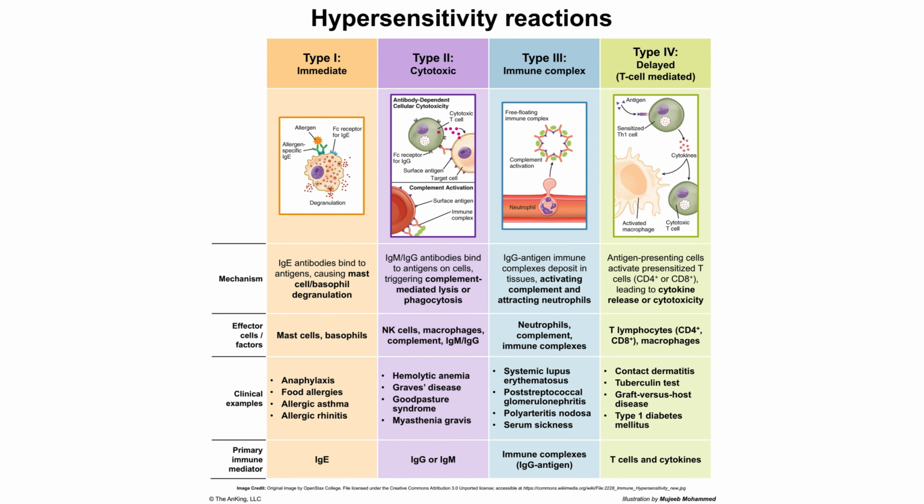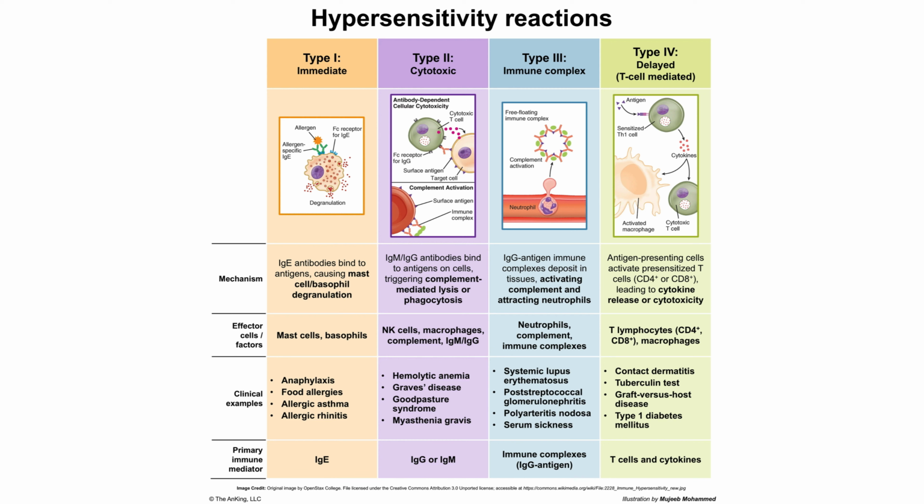This type of reaction happens in autoimmune diseases like myasthenia gravis and Graves' disease, and also in conditions like hemolytic anemia and blood transfusion reactions. A good way to remember type 2 is 2 things: IgG and IgM attack cells.